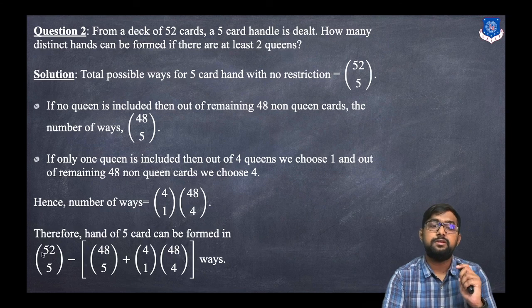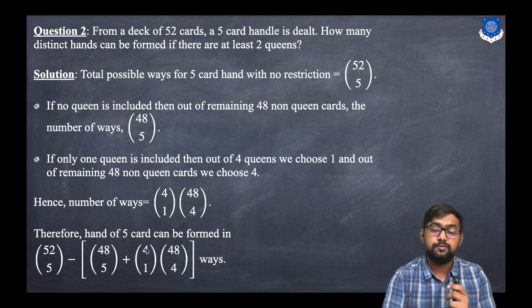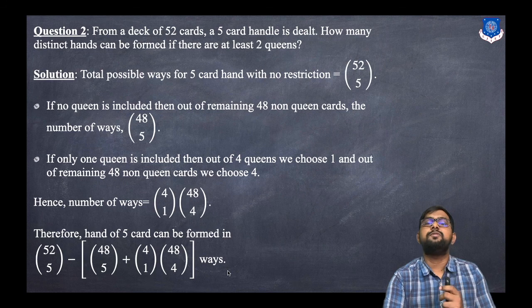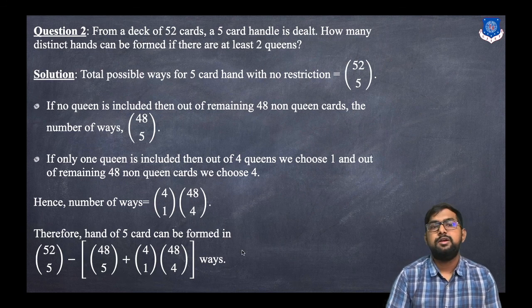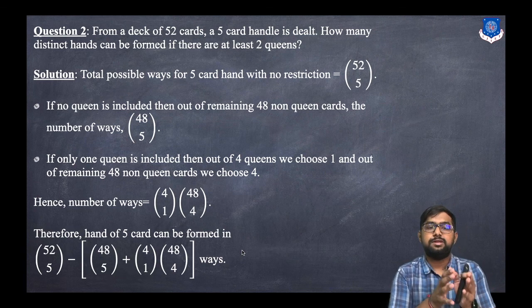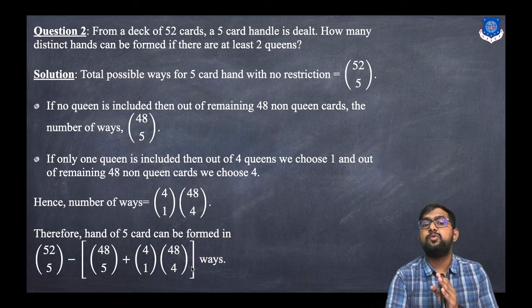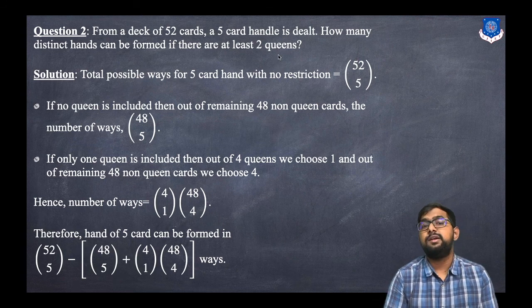That means 52C5 minus 48C5, that means no queen, minus 48C4 into 4C1, that means only one queen. So these many ways will be there. See what we have done here. We have found the total number of cases minus no queen and minus only one queen, because in the question we have at least 2 queens. So we did it here in a different manner.